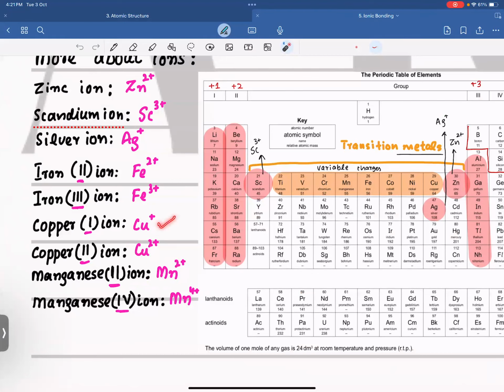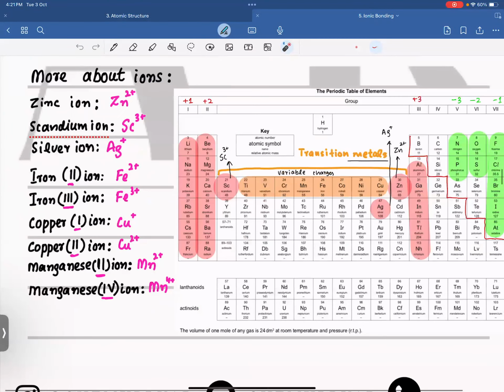Copper is forming a +1 ion. Copper is forming a +2 ion. Manganese is forming a +2 ion because 2 in Roman numerals is written. Is this understandable? But still you are left with these three: zinc, silver, and scandium.